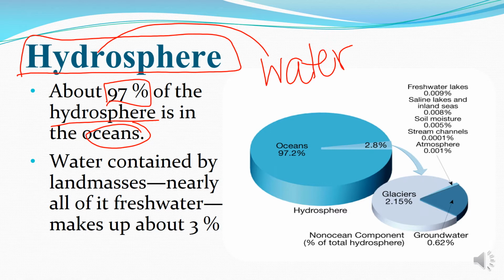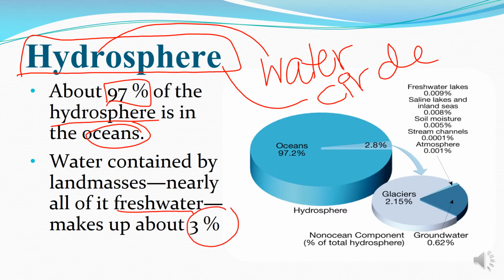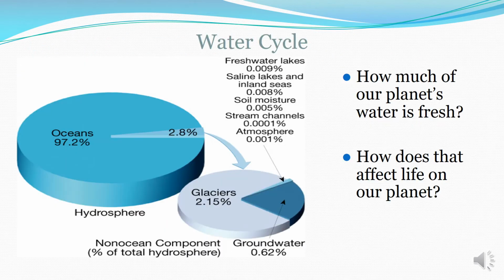97% of the hydrosphere, the water realm in the earth, is oceans. Water contained by land masses is fresh water, and that is only 3%. Wow. So how much of our planet's water is fresh?